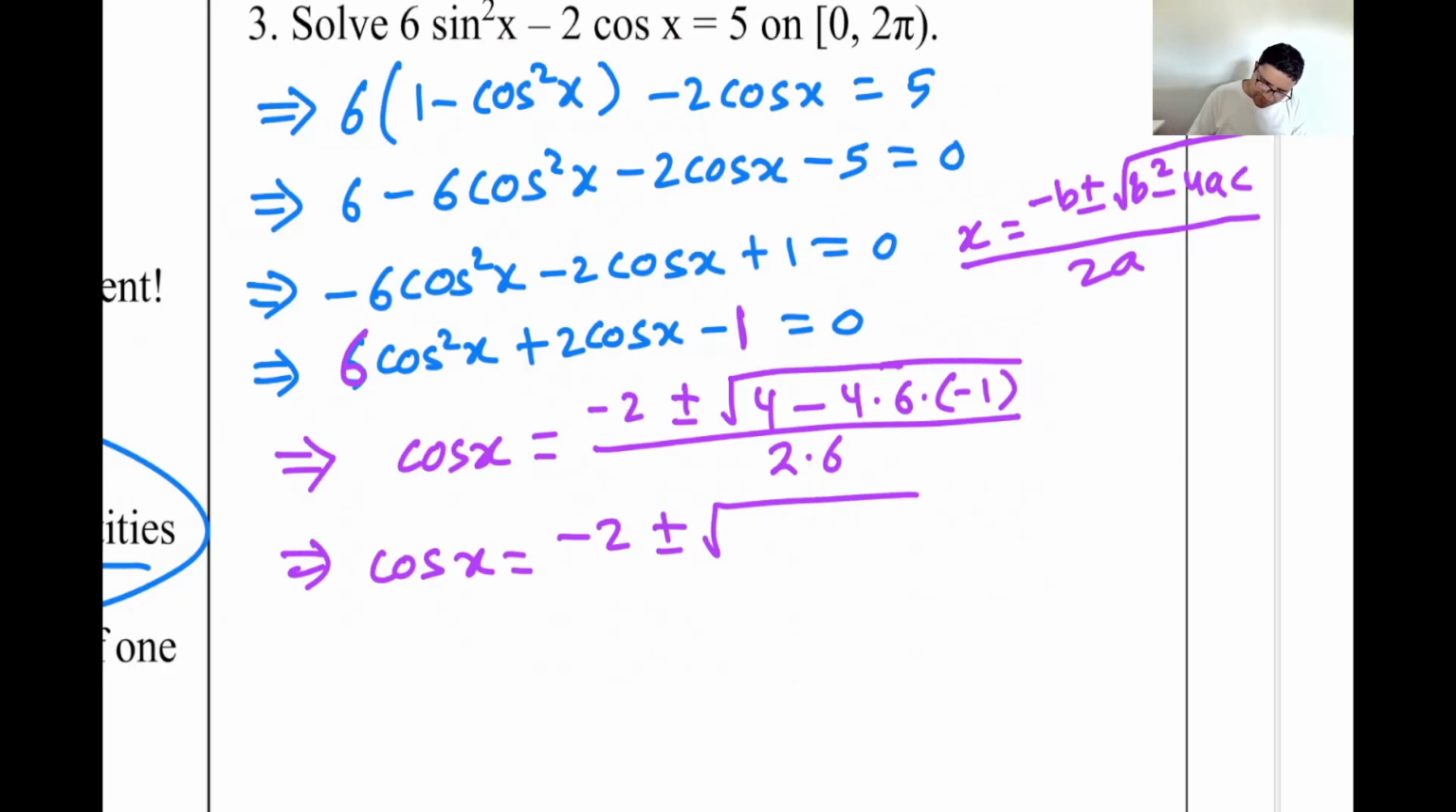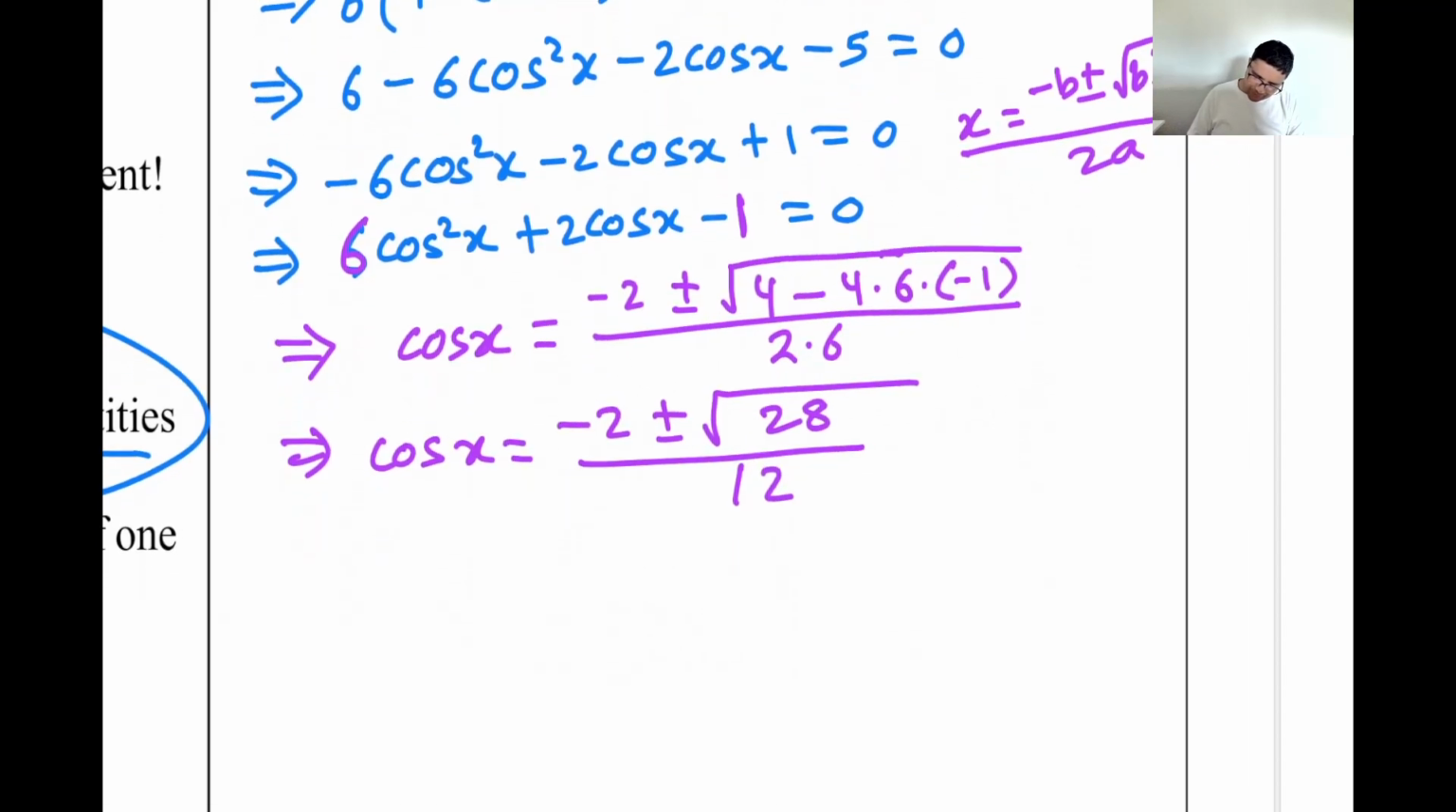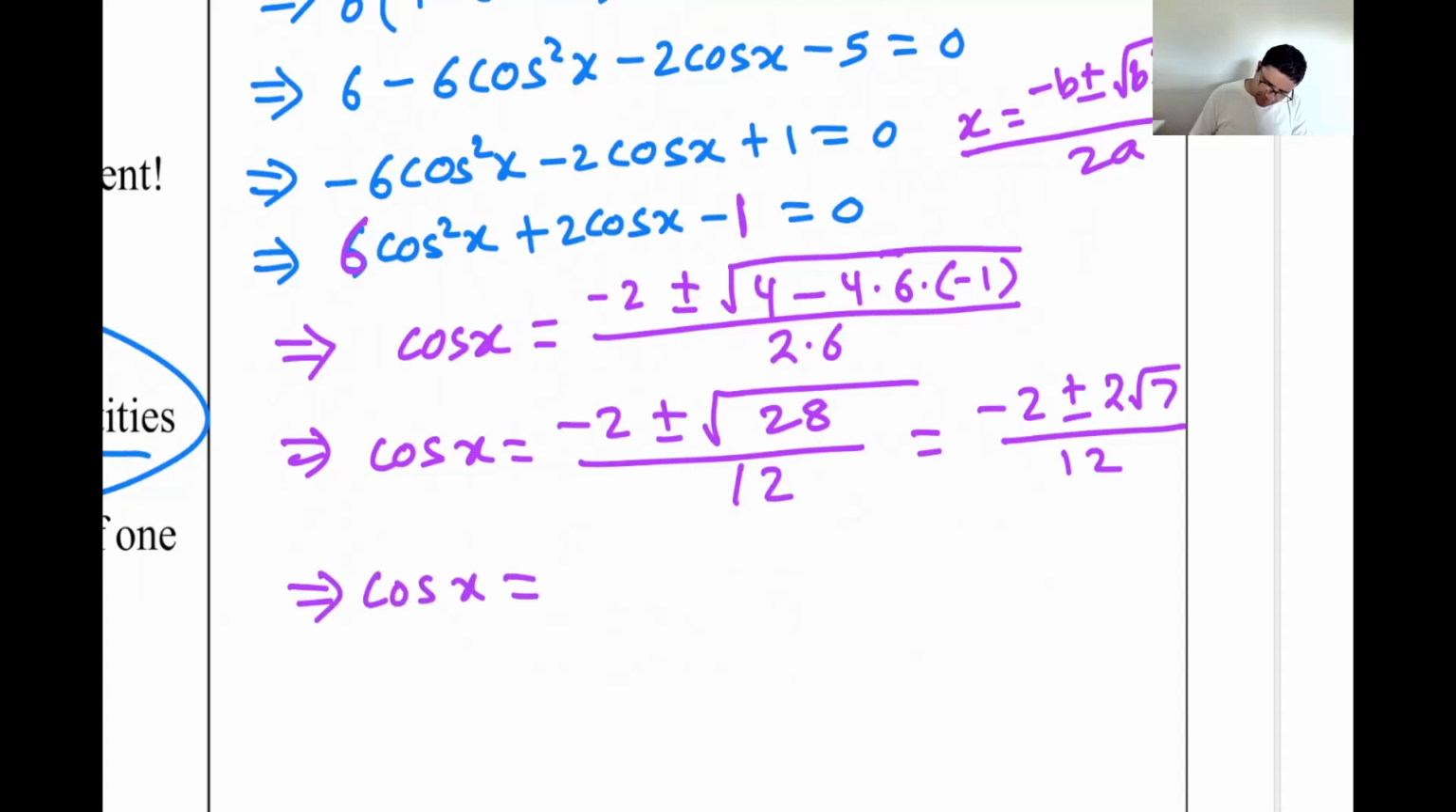b squared minus 4ac: 4 plus 24, 28, divided by 12. And how can we simplify this number? 28 is 4 times 7, so you can write it as 2 root 7 over 12. So cos x equals minus 1 plus minus under root 7 divided by 6.